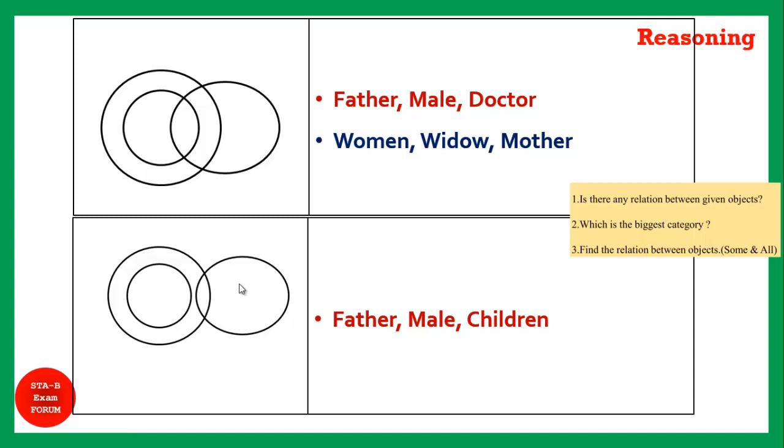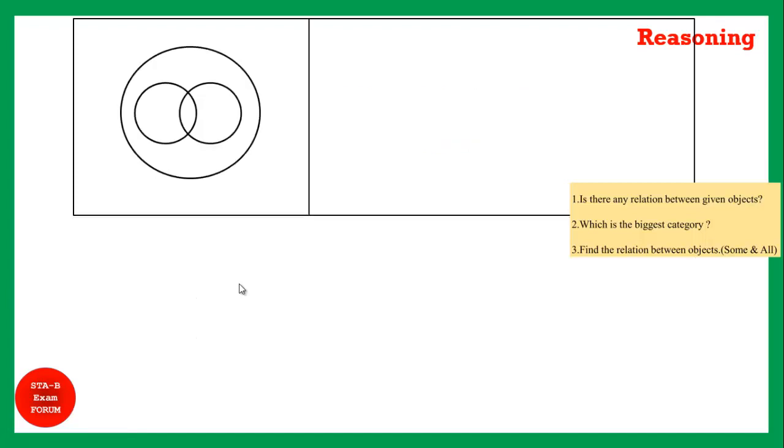Yes, coming to the next category, animal, land animal, sea animal. This is also very important. Is there any relationship between these objects? Yes, there is a clear-cut relationship between these objects. Which is the biggest category? Yes, animal is the biggest category. So this large circle represents the animal category.